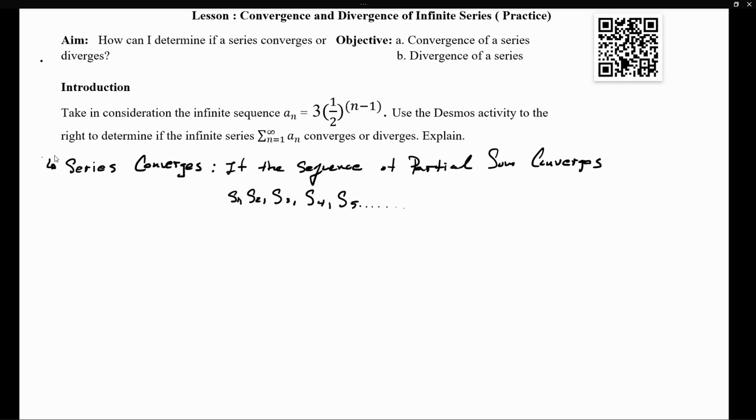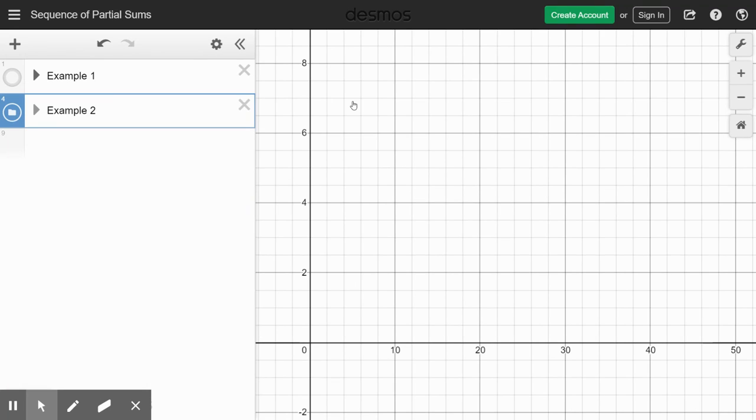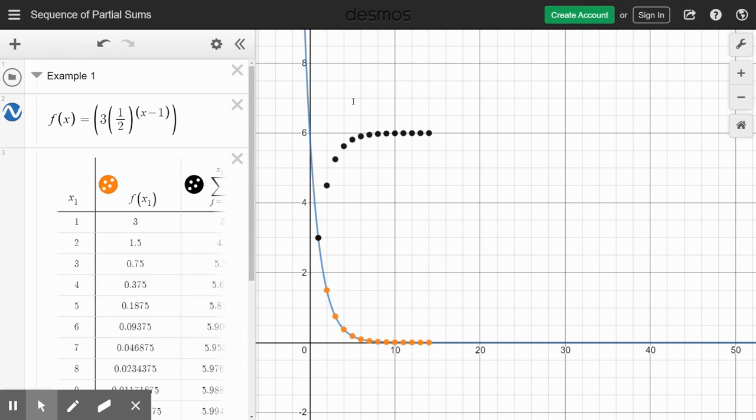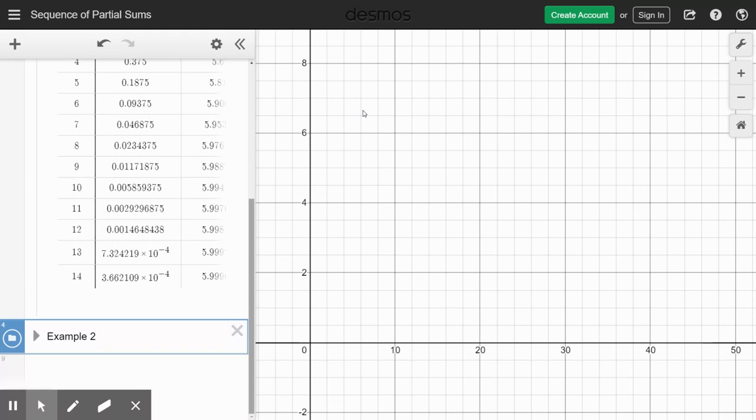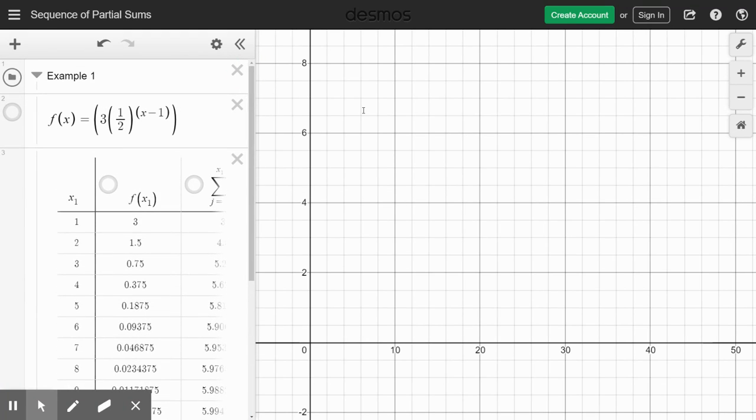So how do we get those values? Well, first, let's take a look at our actual sequence. Let's go to Desmos and plot the sequence. Here we have example 1. Here we have the sequence that we want to analyze, 3 times 1/2 exponent n minus 1. So now let's start by just plotting the sequence.